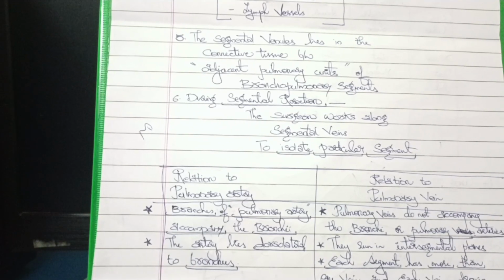The sixth point is during segmental resection, the surgeon works along segmental veins to isolate the particular segment. It is the surgical importance of this segmental venule. During segmental resection, the surgeon works along the segmental veins to isolate a particular segment.